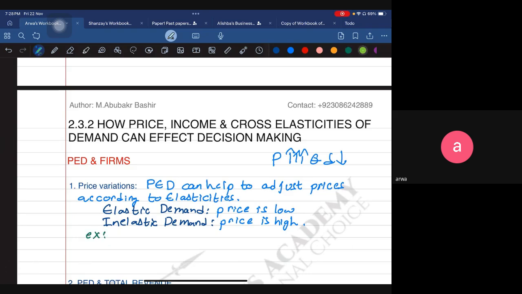Okay, if you say for elastic, for example, if the price of a TV goes down, it can result in a huge change in the quantity demanded, because it's going to be cheaper than the substitutes, so they would prefer your deal. So if the price gets low, the quantity demanded is going to increase by a lot.